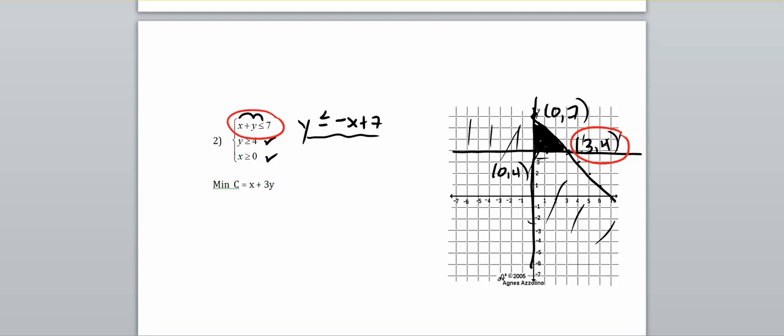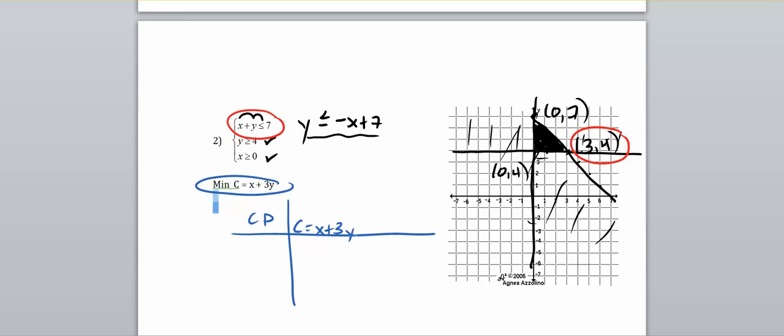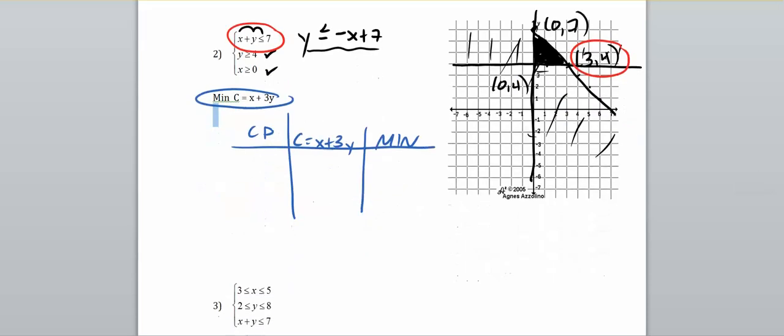All right, so now that we have our corner points and we have our shaded region, let's make our table where we're going to find out. Now this problem, be careful, I'm finding the minimum. So when I put in my corner points, and then I'm going to put my C equals x plus 3y, and then I'm going to put my minimum value here. Just make sure at the very end, I don't want to find the largest number, I want to find the smallest number. So put in (0, 7), (0, 4), and (3, 4). I'm going to plug them in my objective function.